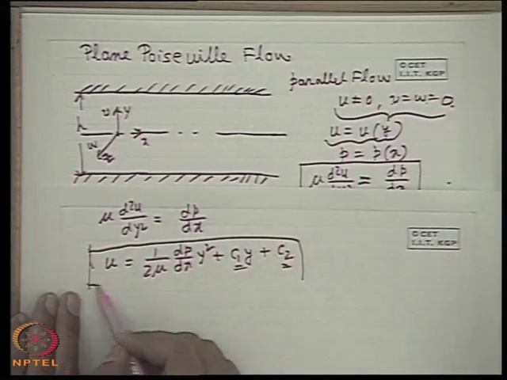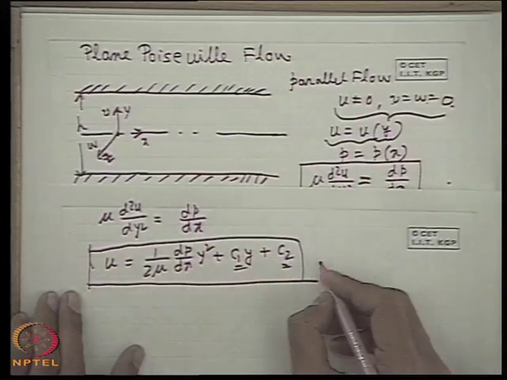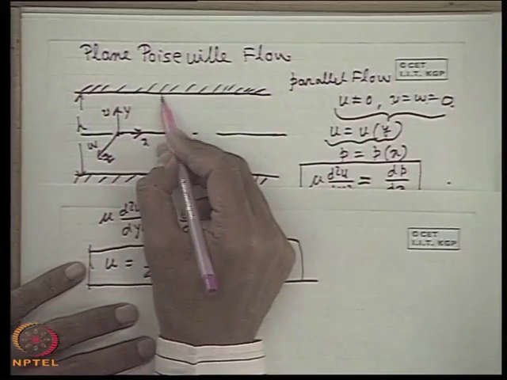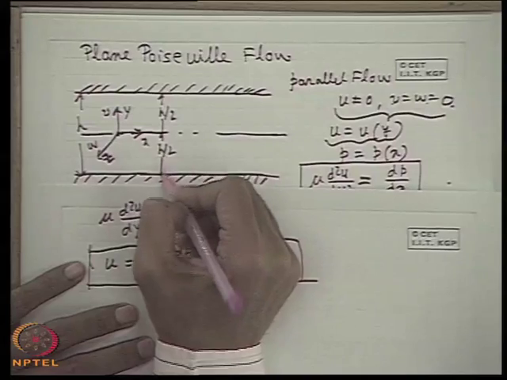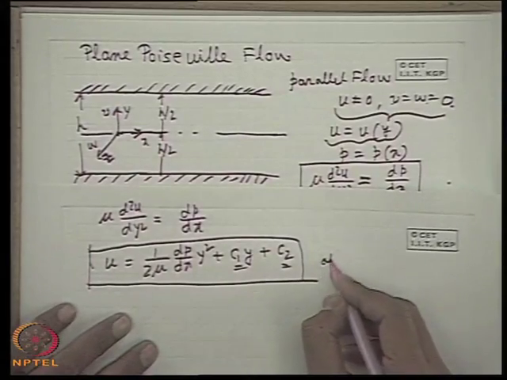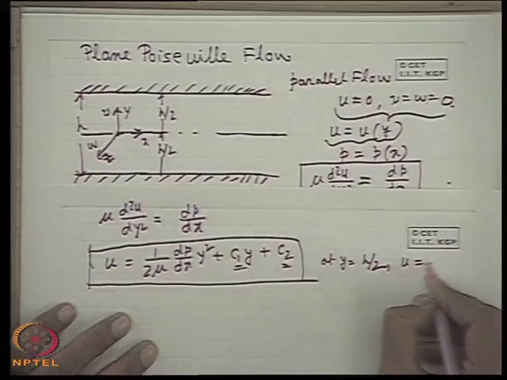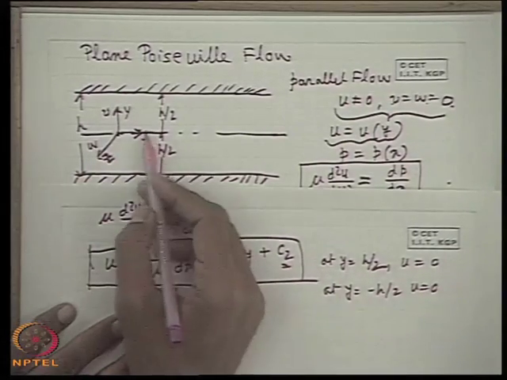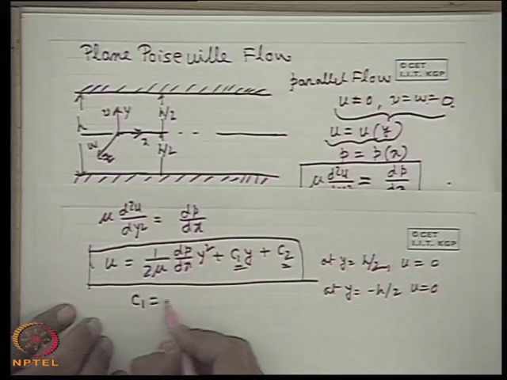Now, the routine calculation is that you have to calculate c1, c2 from the boundary conditions. What are the boundary conditions? We have taken the coordinate axis this way, that means this is h by 2 and this is minus h by 2. So at y equal to h by 2, that means this plate, u is equal to 0. Similarly, at minus h by 2, u is equal to 0. So, this is symmetric about the x axis. If you put this boundary condition, you get C1 equal to 0.